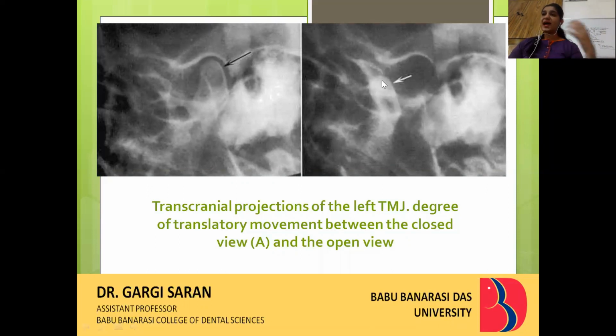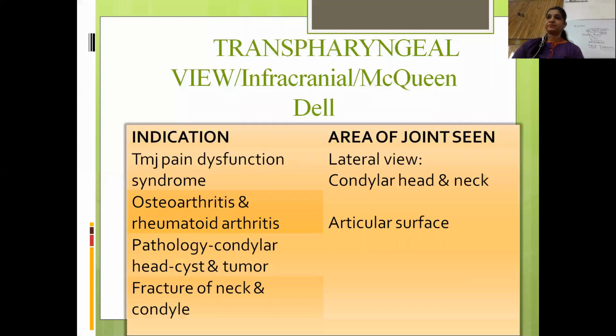It is more anterior to the articular eminence, and in this it is the closed mouth. In this we can very well appreciate the translatory movement of the mandible in open mouth, as it has come out of its glenoid fossa anteriorly, anterior to the articular eminence.